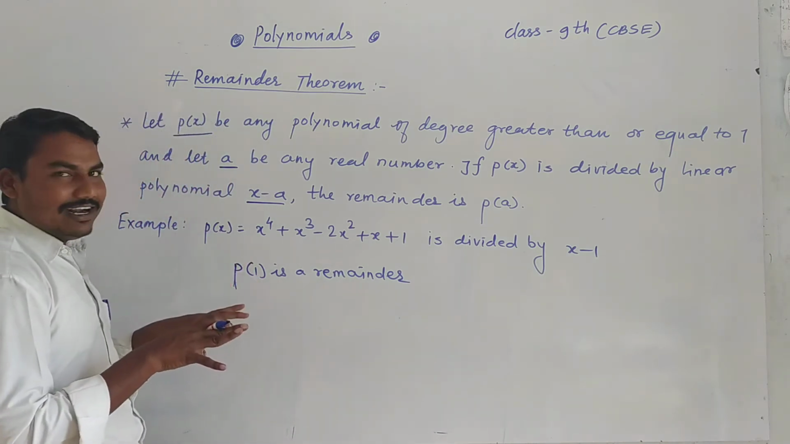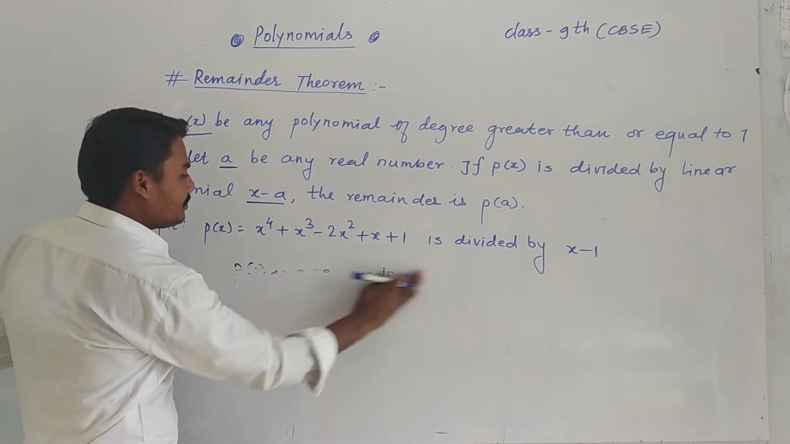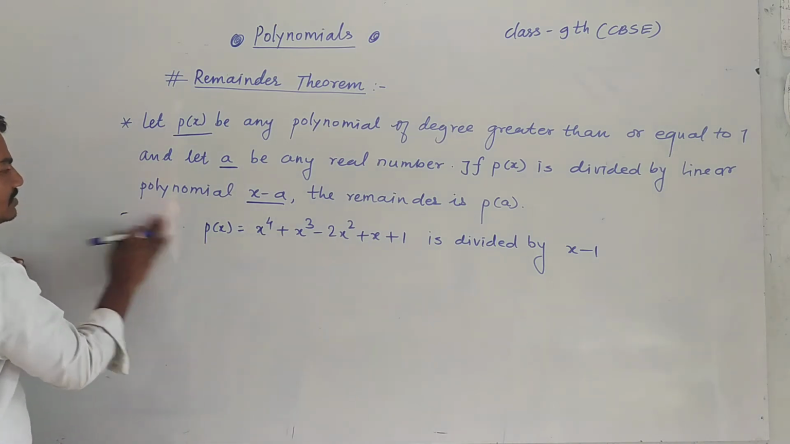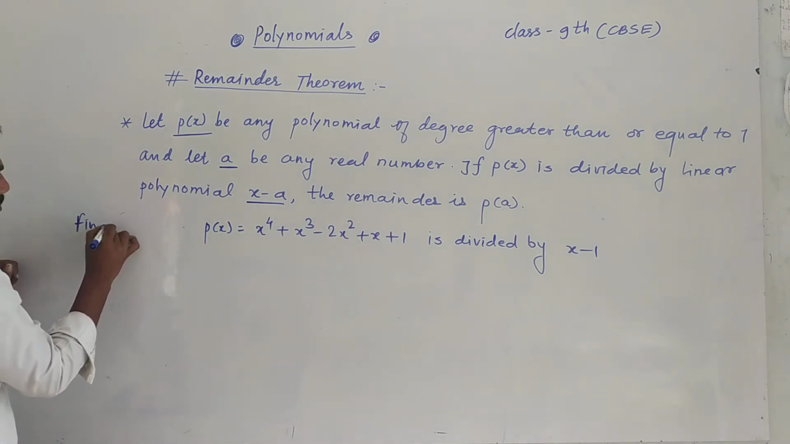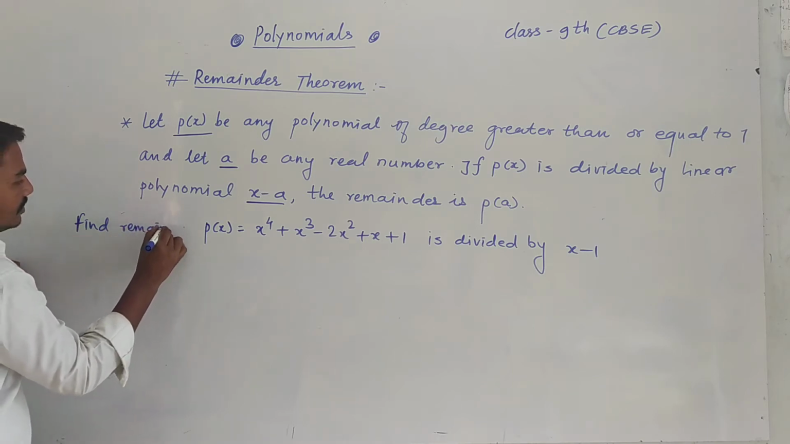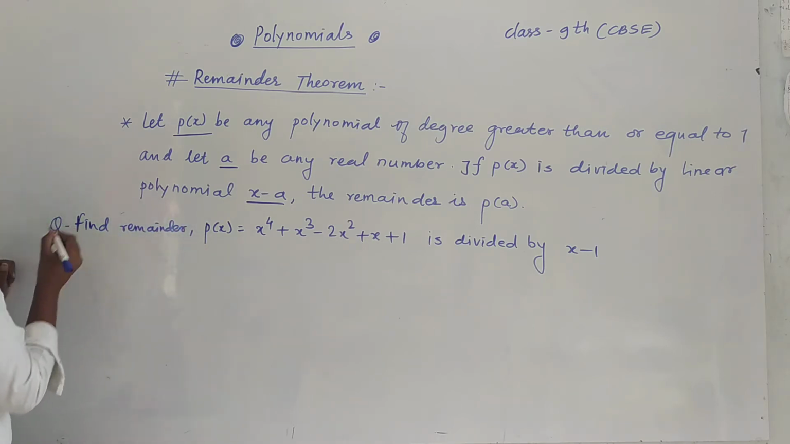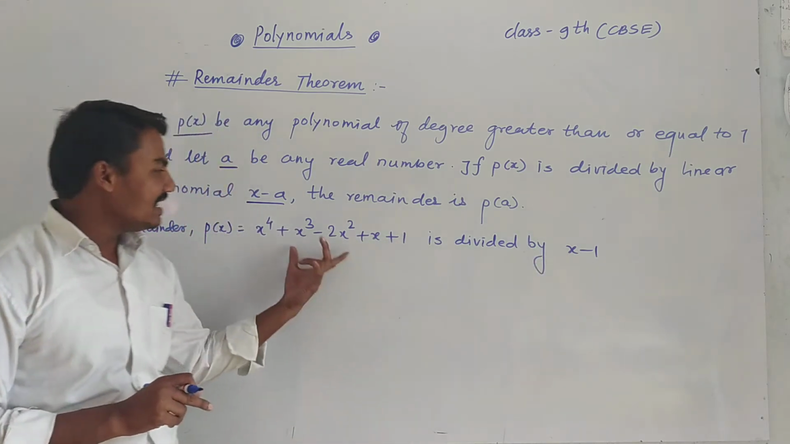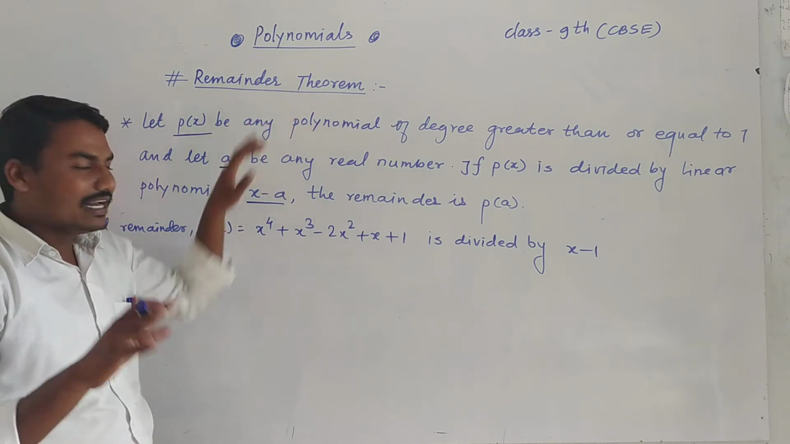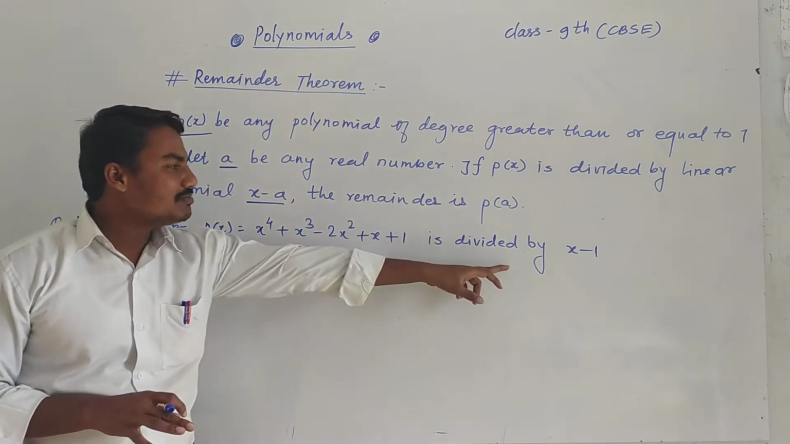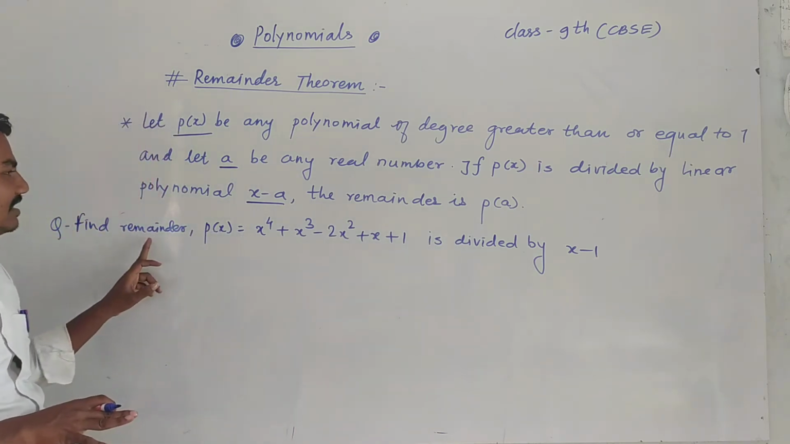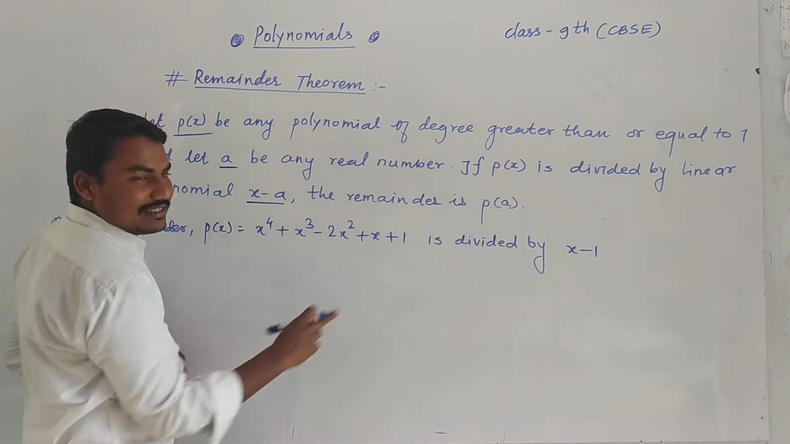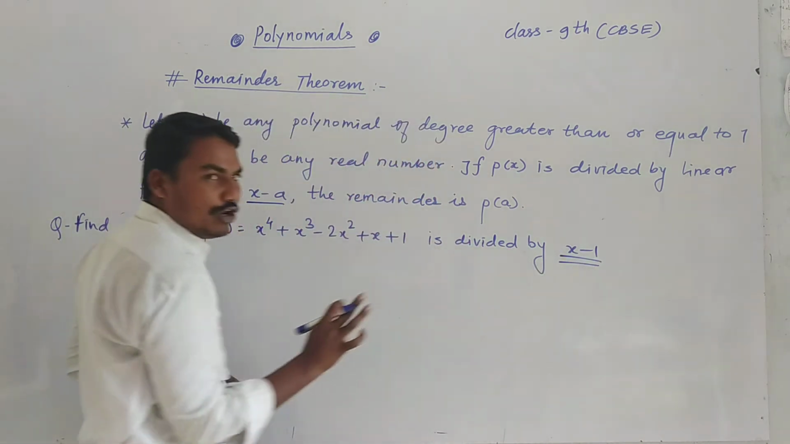So how do you find the remainder? Suppose the question is: find the remainder if this polynomial is divided by x minus 1. It is an example based on the remainder theorem. You have to find the remainder using the remainder theorem. The linear polynomial is x minus 1.